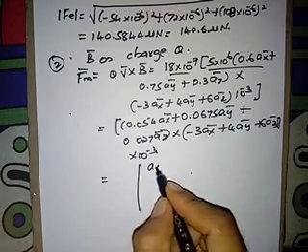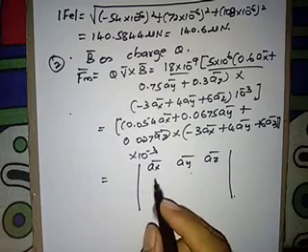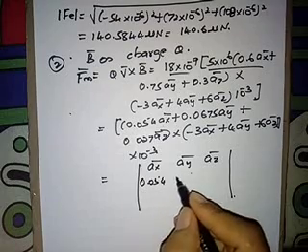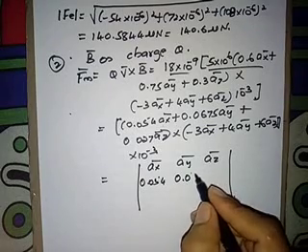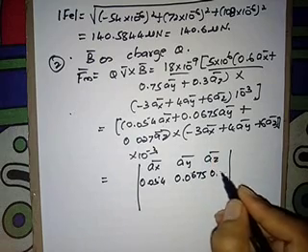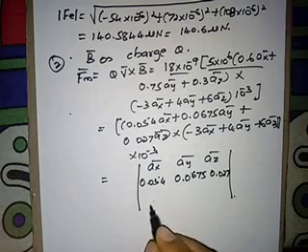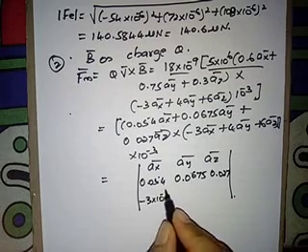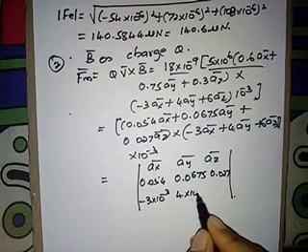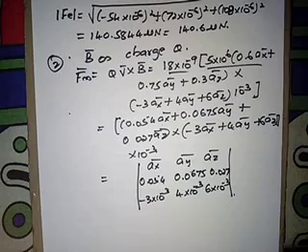Write the ax bar, ay bar, az bar determinant. Then the x component of the first vector is 0.054, the y component is 0.0675, and the z component of the first vector is 0.027. Similarly, the components of the second vector are minus 3 into 10 raised to minus 3, 4 into 10 raised to minus 3, and 6 into 10 raised to minus 3. We should not forget the 10 raised to minus 3, it is important.